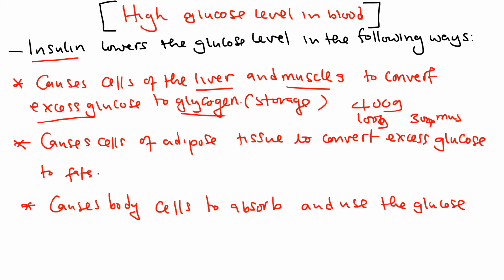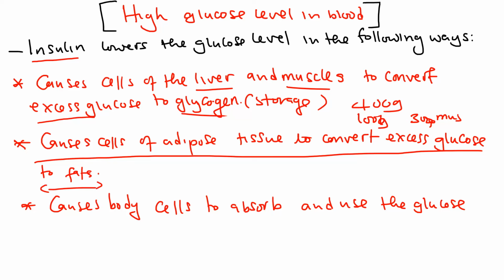Now, if you still have excess glucose in the blood, the insulin causes the cells of the adipose tissue to convert the excess glucose to fats, and they are stored under the skin and also around the delicate organs such as the heart, the intestines, etc. Then it causes the body cells to absorb and use the glucose. So some of the glucose is used by the body during the process of respiration. So that is how the body responds to high glucose level in the blood.